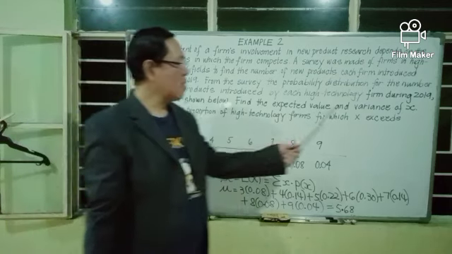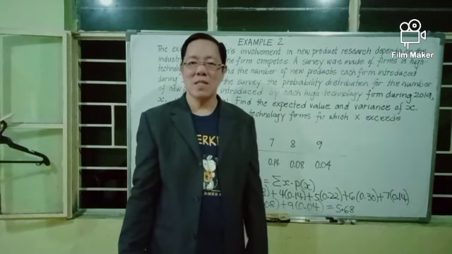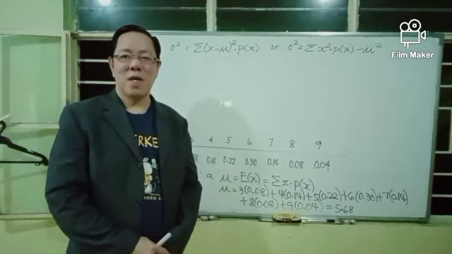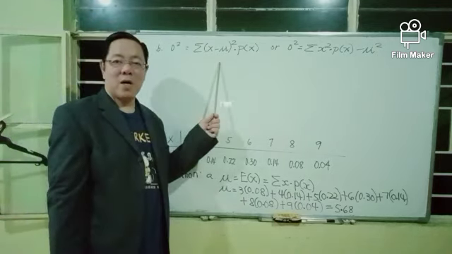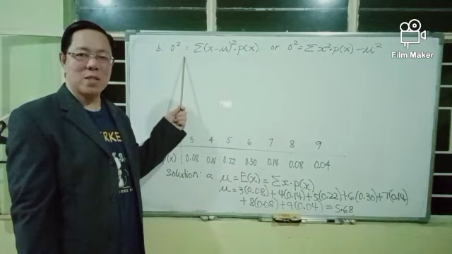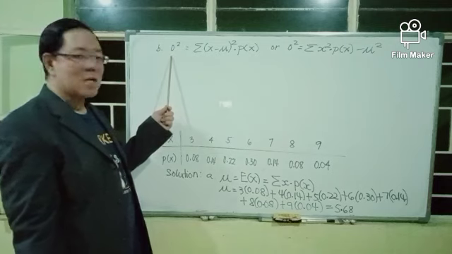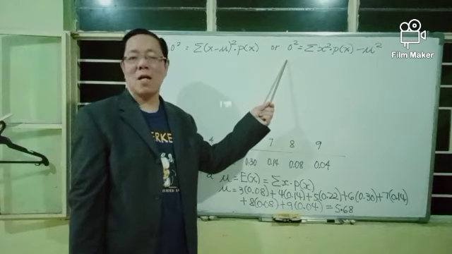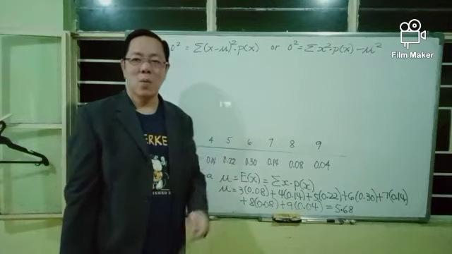Now we compute the variance of the discrete random variable x, denoted by sigma squared. The variance of a discrete random variable x is computed by using the following formula, and it is denoted by the Greek letter sigma to the power 2, or sigma squared. It may also be computed by using this alternative formula, but we will use both of them so we can check our answer.